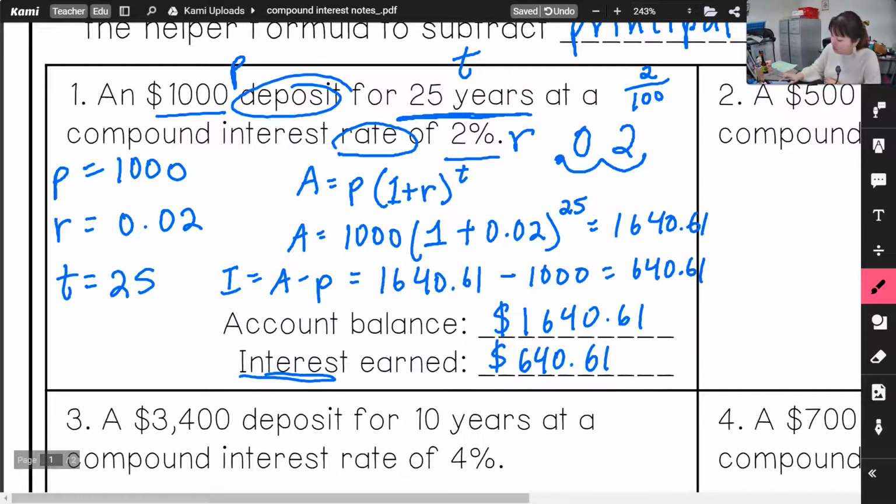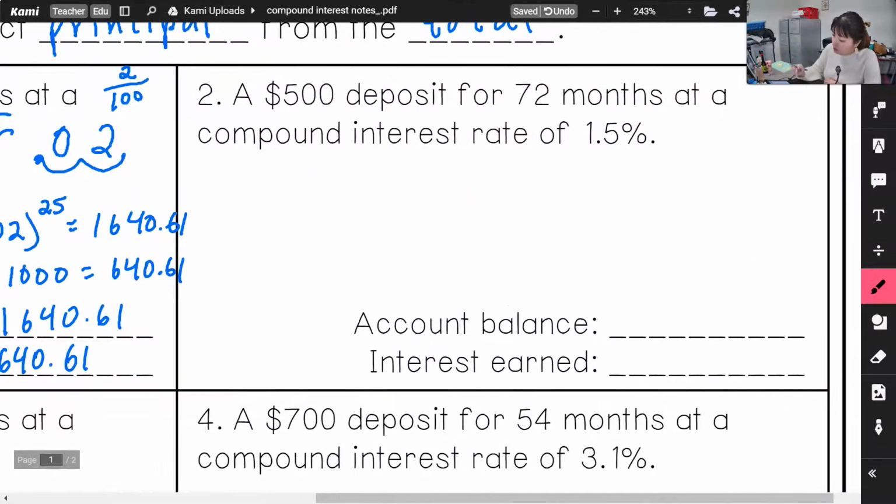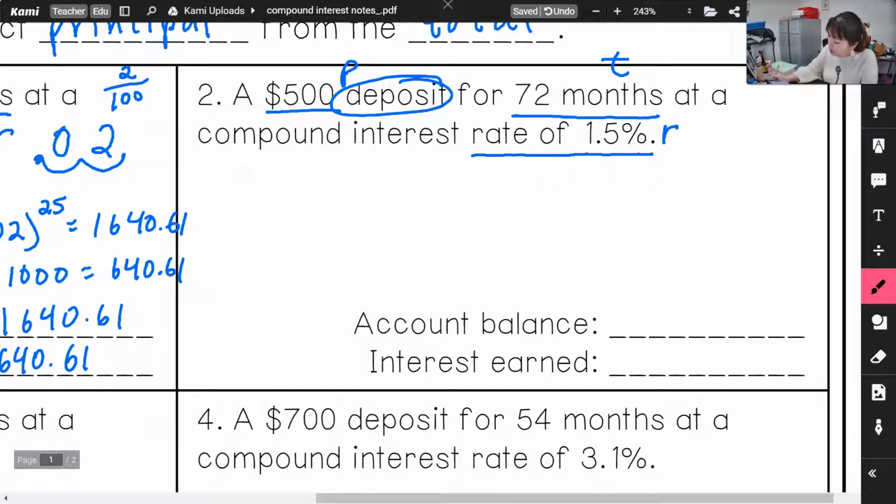Okay, let's do it again for number 2. It says a $500 deposit, here again is the word deposit, so this is P, for 72 months, months is time, right, at a compound interest rate of 1.5%. This is R, which again, we need to take this 1.5, change it into a decimal, move it over twice. So there's a 0 here. A cent and a half, basically. So P is 500.